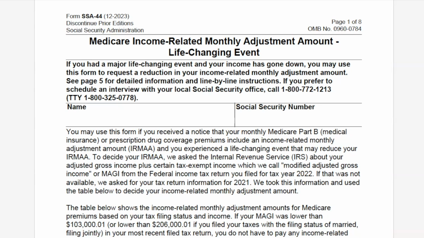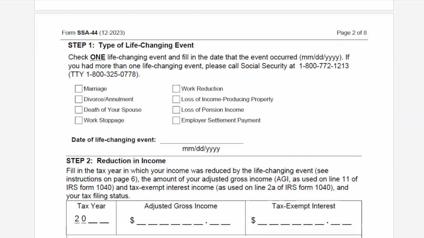Upon receiving their increased premium notice, they can submit this form, including estimated income and evidence of a life-changing event, work stoppage in the case of retirement. By having lower income and submitting this form correctly, annual Medicare premiums can often be reduced by thousands of dollars per person. I've included a link to the form below.